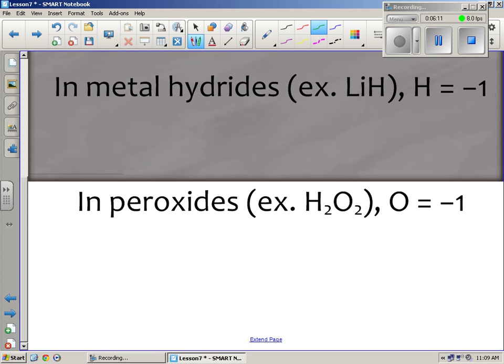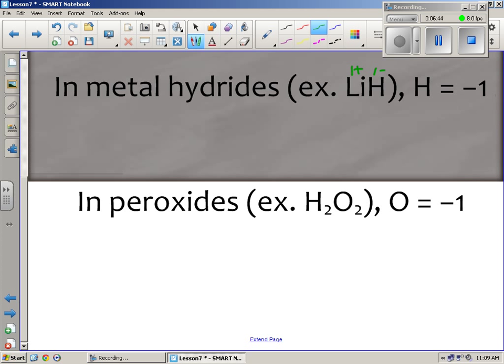If you have a metal hydride, like lithium hydride or sodium hydride, hydrogen can form a -1 charge in some cases. So it can take electrons if it has to. Usually that happens with the metal hydride. So in this case, this would be a 1- and this would be a 1+. Okay? Metal hydrides are an exception. Like I said, 99% of the time the hydrogen is going to be a 1+. This is the exception. Okay?